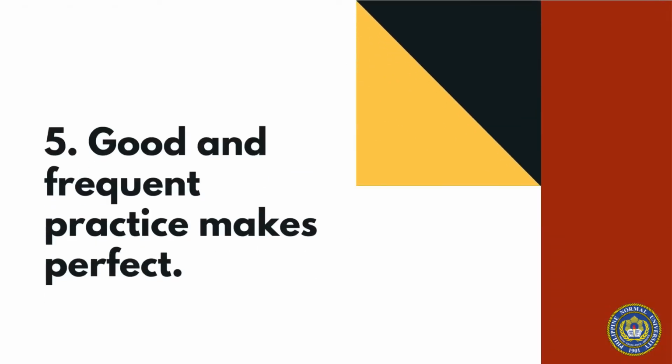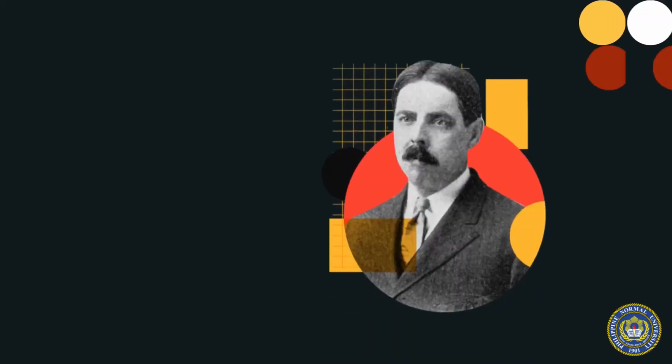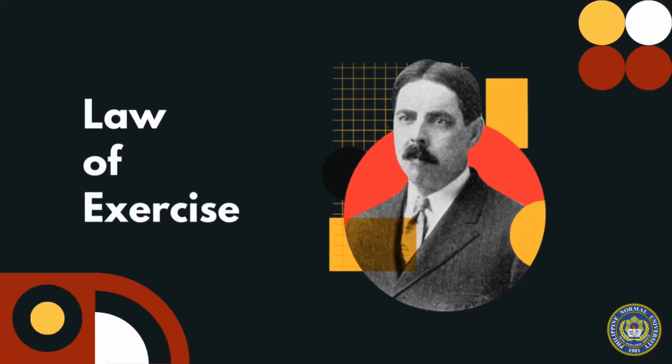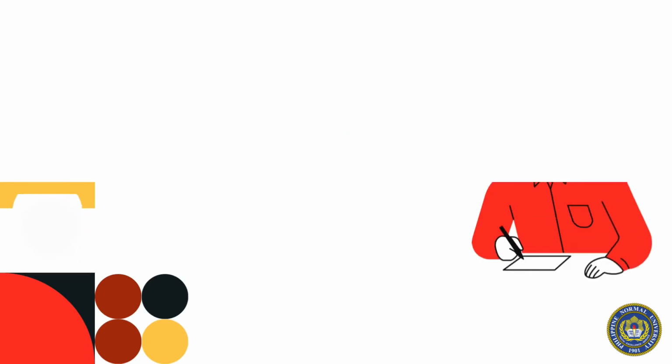Number 5. Good and frequent practice makes perfect. Edward Thorndike pointed out this principle in the law of exercise as one of the laws of learning he discovered that provided insights about effective learning. The law of exercise explains that a skill or knowledge can be strengthened through continuous drills and practices performed, provided that the context of such exercise are deeply rooted to the lesson content and be embedded in closure learning activities, afterwards leading to meaningful learning and application in real-life situations.